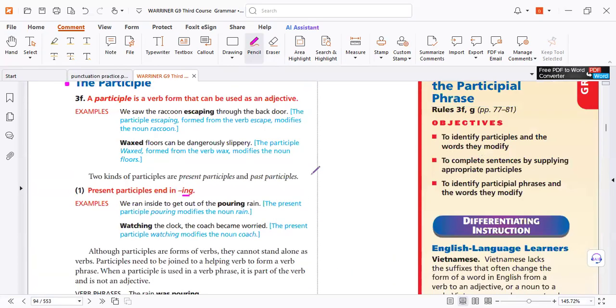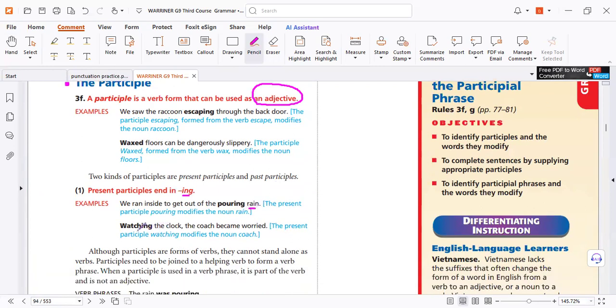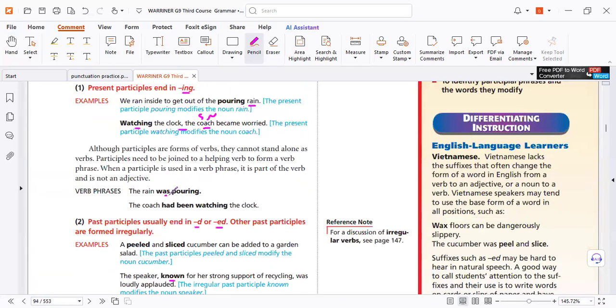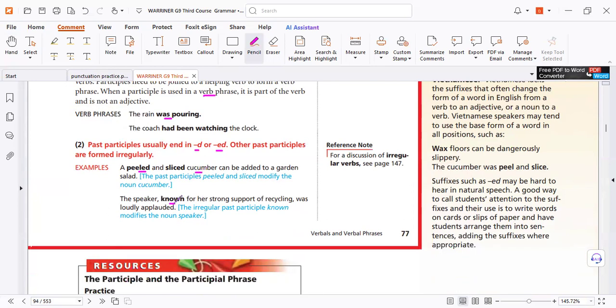What is the function of the participle? It can be used as an adjective if it's followed by a noun, like that. Look, here it is followed by a noun. Here after the subject: who was watching the clock? The coach. So it modifies a noun. Here it is used as a verb. This is a verb phrase, because the tense is continuous, past continuous, or past perfect continuous, whatever the tense is. Here it's an adjective for the cucumber: the cucumber which was peeled, not the cucumber peeled itself. Look in the middle, describing the noun before: the speaker who was noun. So that means it describes a noun. It's called a participle in English.